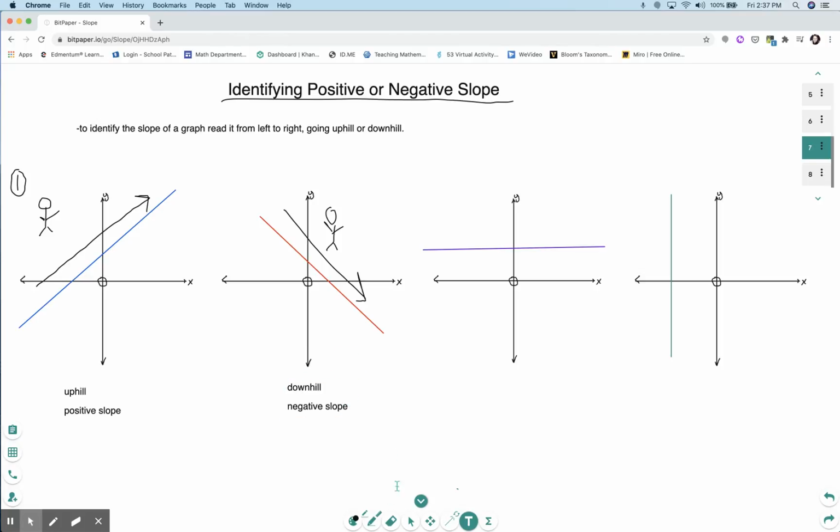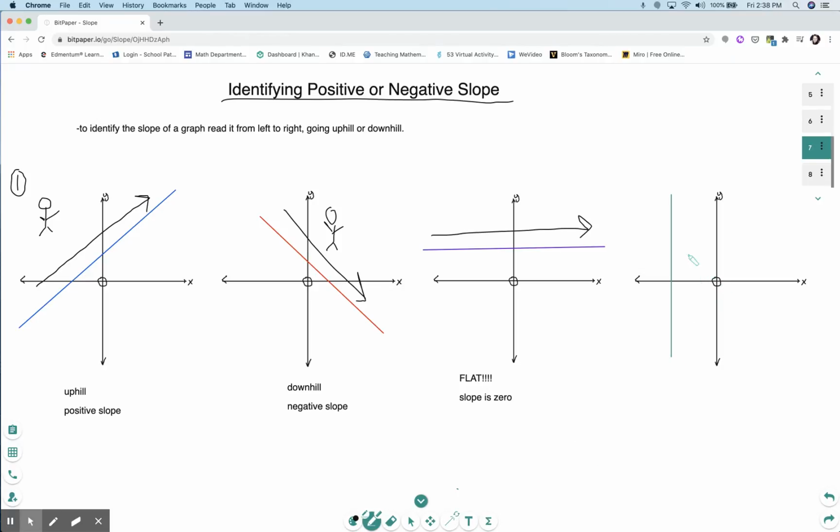All right, here's a little twist for you. Same thing, I'm going to draw my arrow from left to right and determine if it's uphill or downhill. The little twist is, it is neither. It is completely flat. But when you have a flat line like this, the slope is 0. It is not going uphill or downhill.